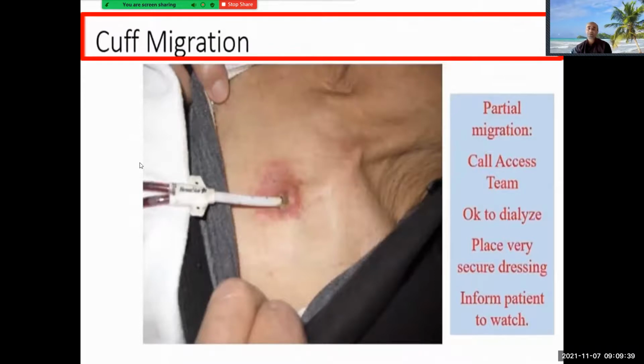Cuff migration is another issue. The nurse will call you, Dr. X, the cuff of this patient is out now. I saw the cuff at the exit site. Don't push the cuff inside.